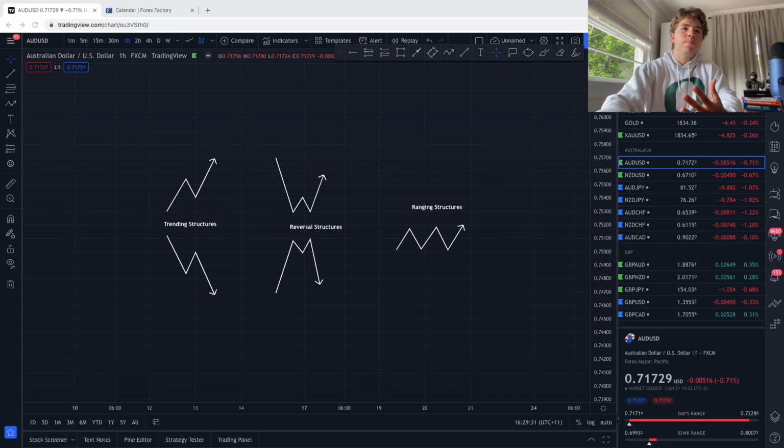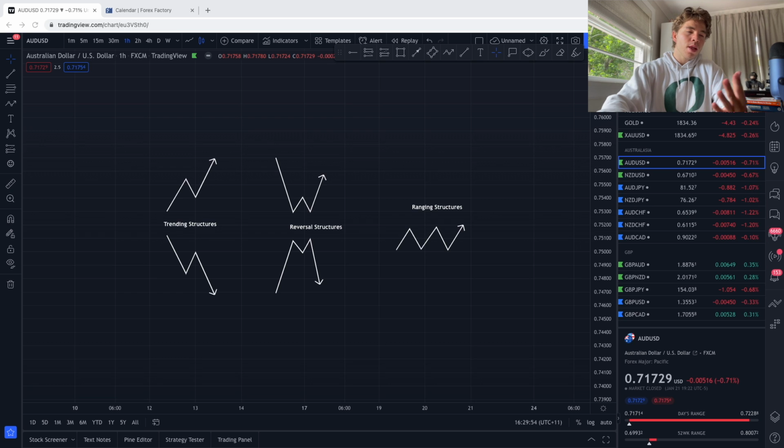Now, I don't want to bore you guys with the basics, but first of all, here we have a trending structure. That is obviously just when price is in an uptrend, it's making higher highs over here and higher lows over here. Okay, in a downtrend, it's making lower lows and lower highs. The second structure to look for is reversal structures.